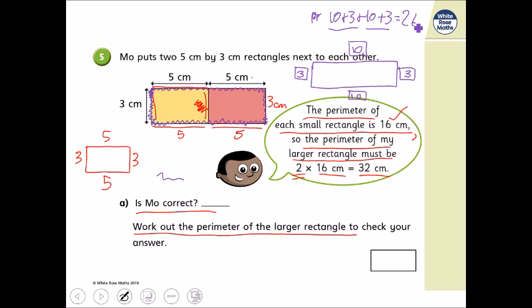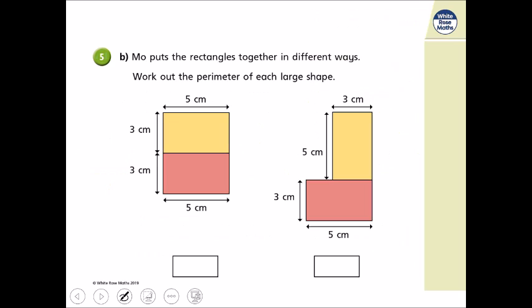Okay, so is Mo correct? Is the perimeter of the large rectangle 32? And the answer is no. Work out the perimeter of the larger rectangle to check your answer. Well, the perimeter, we've just done that, is 26 centimetres. Okay, look at the next question.